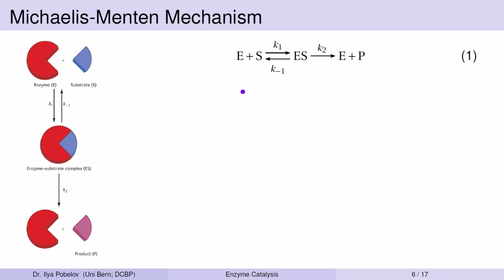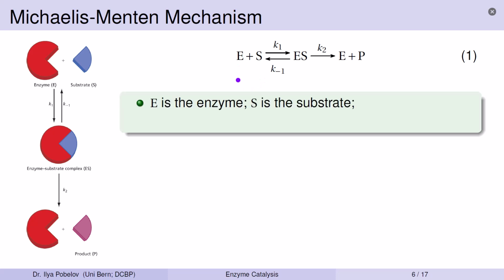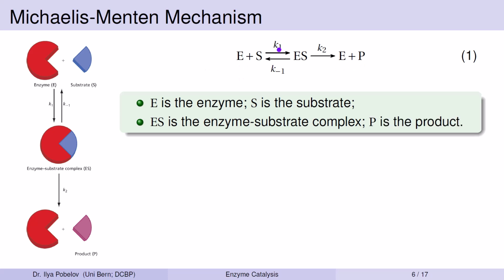In this scheme, E represents the enzyme, S is the substrate, ES denotes the enzyme-substrate complex, and P is the product formed. K1 is the rate constant for the formation of the ES complex. K-1 is the rate constant for the dissociation of ES back to E and S. K2 is the rate constant for the conversion of ES into the product P.